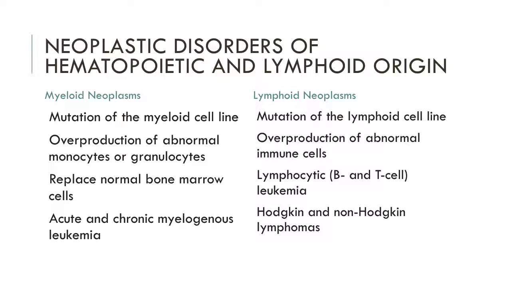In the lymphoid neoplasms, we have mutation of the lymphoid cell line, and it results in an overproduction of abnormal immune cells. So we end up with abnormal numbers of lymphocyte B and T cells, leukemia, and Hodgkin's and non-Hodgkin's lymphomas.